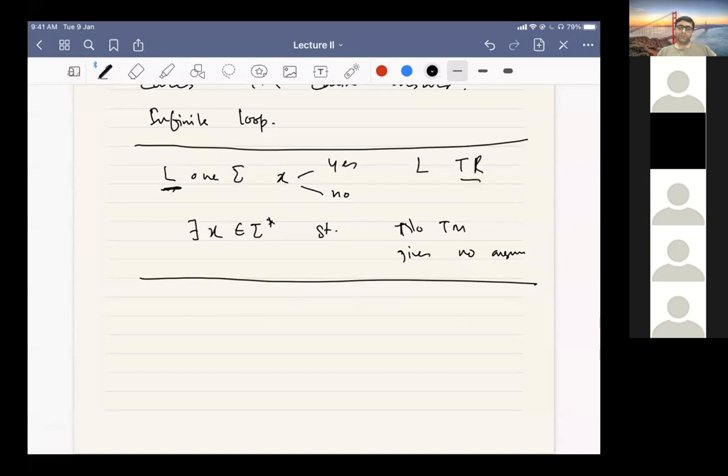The Turing recognizable, because it will never go no answer, right? But we do not know whether X belongs to the language or X does not belong to the language. We do not know. When it says yes, we know that it is L. But decidable languages never give a no answer, right?